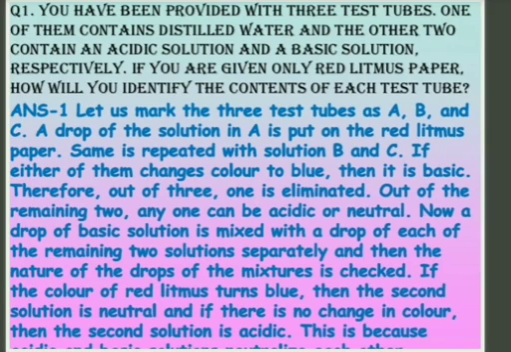Okay, then a drop of the basic solution is mixed with a drop of each of the remaining 2. Then what will happen? In any one of them, the red litmus will change to blue. That indicates the neutral solution. And whenever there is no color change, then it means it is acidic in nature. By this we can easily find what type of solution is present in test tube A, test tube B and test tube C.